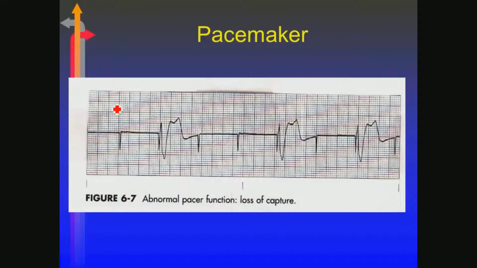And this is an example of what we call loss of capture. I have a pacing spike present but no QRS following it. That's not good. Either the pacing wire is not placed correctly, or perhaps the amperage is not set. Two things we set when we set up a pacemaker. We set the rate we want it to fire at, and then we basically increase the milliamperage until I see capture. That is capturing each and every time.